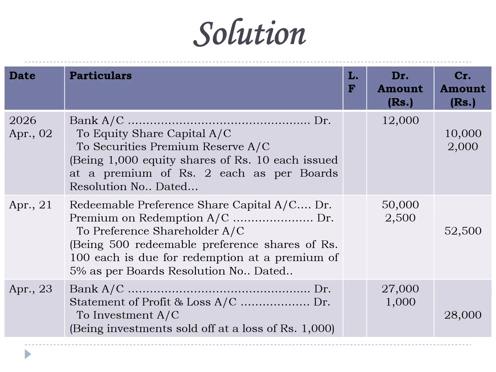Now it is the solution. On 2nd April, the 1,000 equity shares which are being issued at a premium of rupees 2 each will be issued. Now for this, the entry will be: bank account debit 1000 into 12, to equity share capital account 1000 into 10, to securities premium account 1000 into 2.